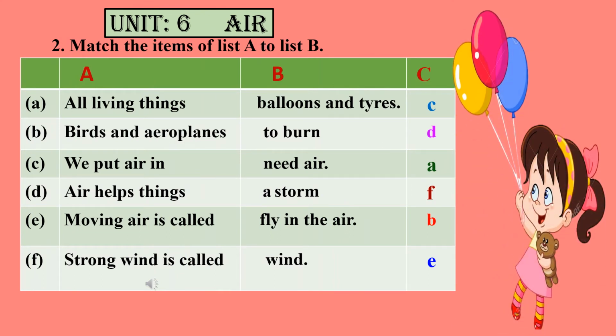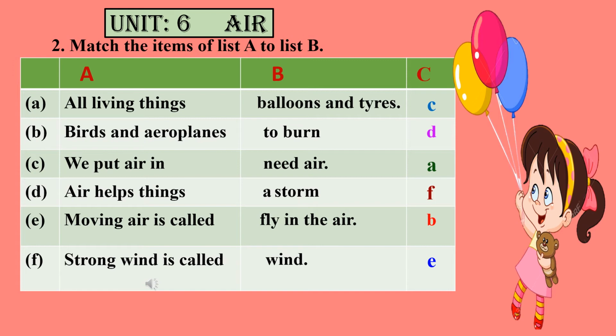So dear students, now on the same page, your science book, page 44, you can see question number 2, and that is match the item of list A to list B. You can see there are 2 columns, A and B, on your book. What you have to do is match the columns. You can draw a line to match the columns, or you can do like I have done, that you can make a third column C, and then you have to write the answers in column C.